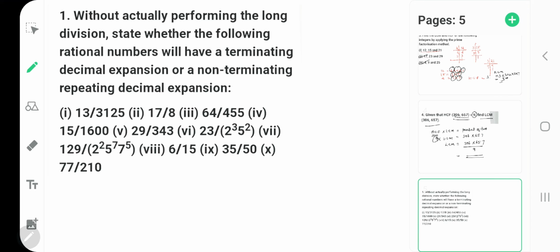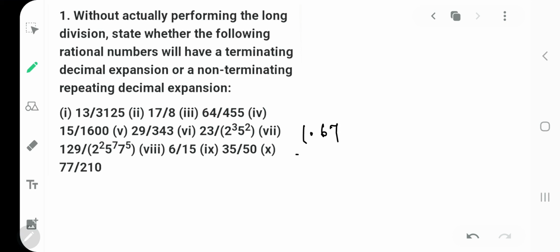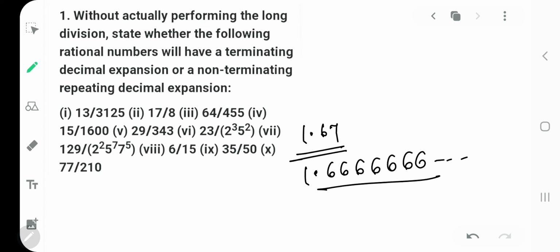Your next topic for today is, without actually performing the long division, state whether the following rational numbers will have a terminating decimal or non-terminating decimal. What do you mean by terminating, which has a finite number, set of numbers? And what is non-terminating, which has an infinite set of numbers? So if I'm giving you an answer of 1.67, so that is your terminating decimal. But what is non-terminating, repeating? If I give you something like this, so this is non-terminating repeating number. So how you will get it from a fraction?